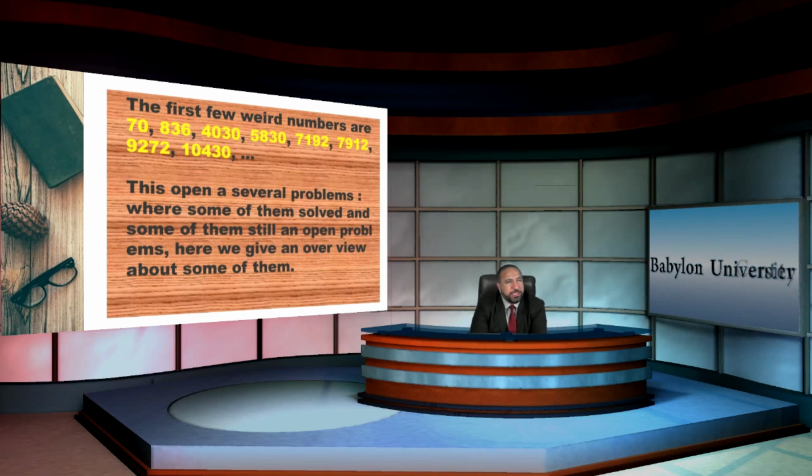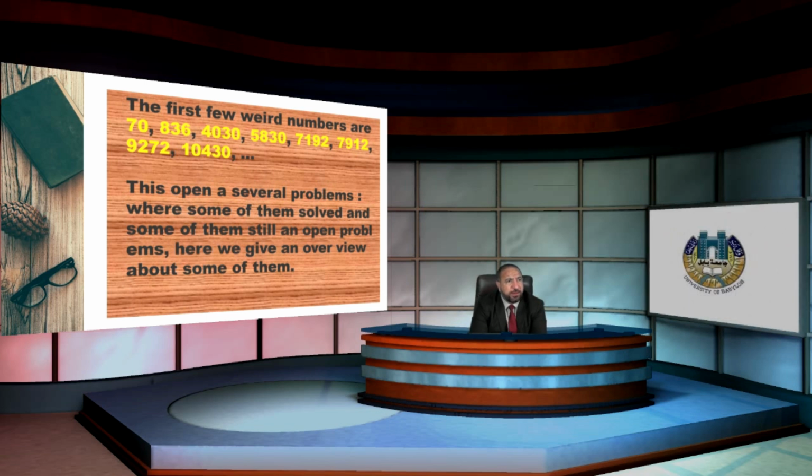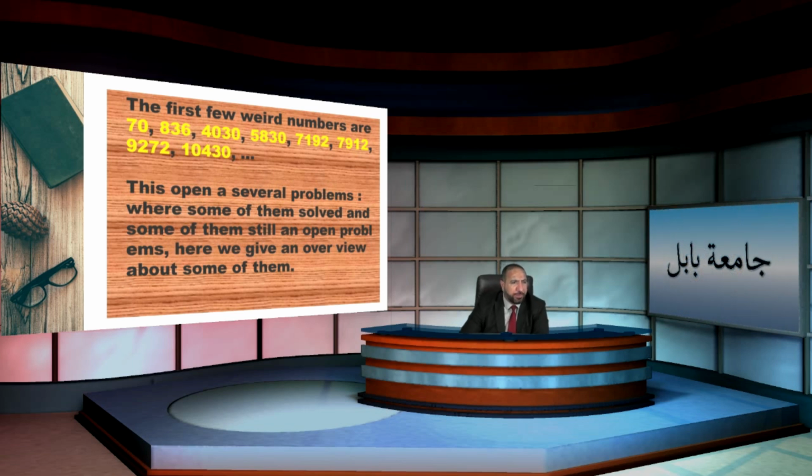Now, we give the sequence of the first weird numbers, which is 70, 836, and so on, as shown on the screen. This opens several problems, where some of them are solved and some are still open problems. Here we give an overview of some of them.